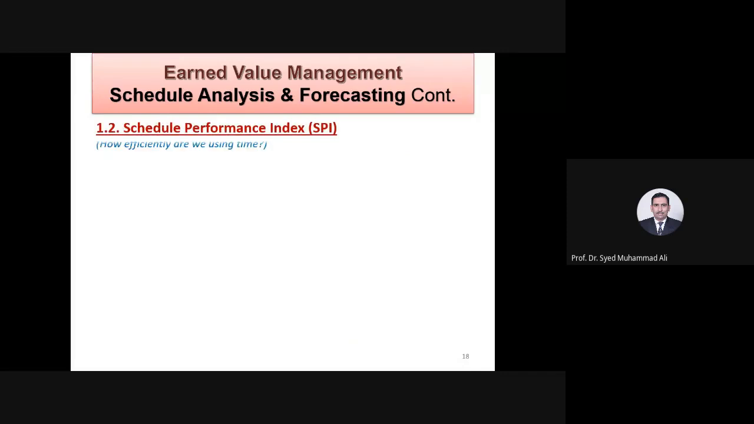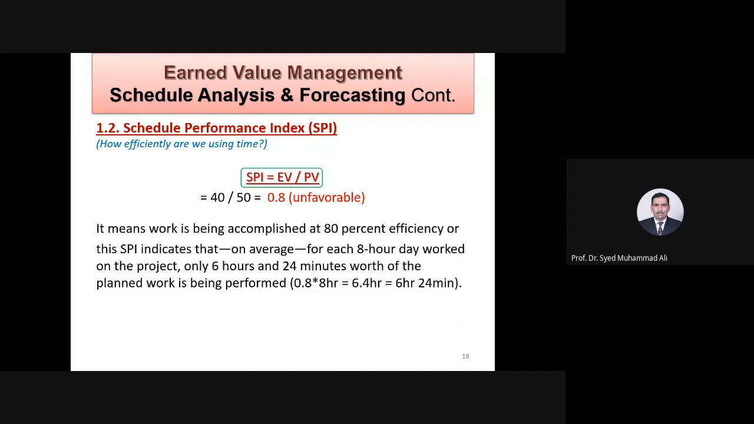Schedule performance index. How efficiently are we using the time? EV over PV, 40 by 50, 0.8, unfavorable. It should be 1 or more. It means work is being accomplished at 80% efficiency. In other words, by the way, how many hours of work generally are there in a day? How much, Zabiullah?